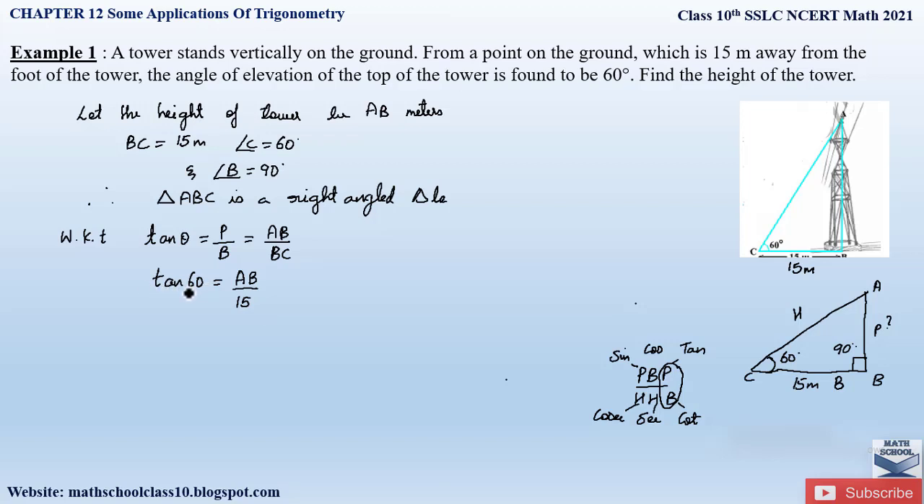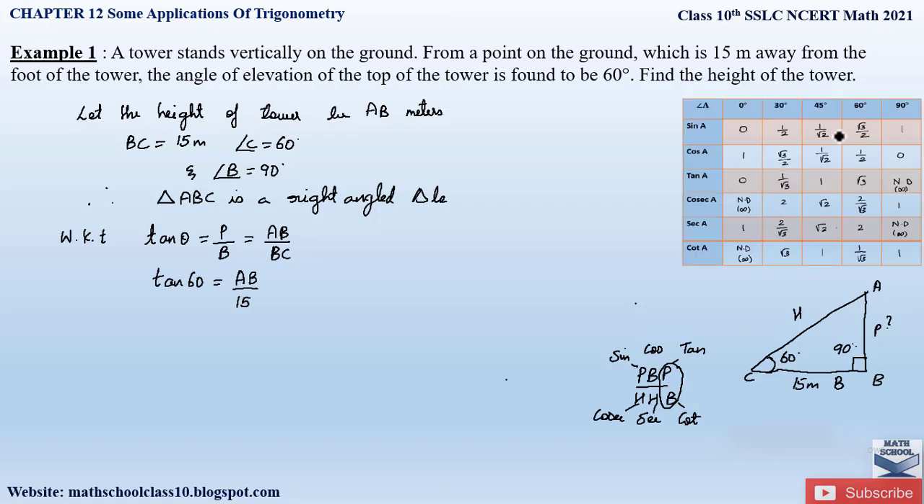The tan 60 value we can find from the table which we have learned in the Introduction to Trigonometry chapter. So this is our table. You have to remember this table. I've also shared the trick for how to remember this table, right? You are going to write down this table whenever you solve trigonometric problems. So what is the tan 60 value? Tan 60 is root 3, right?